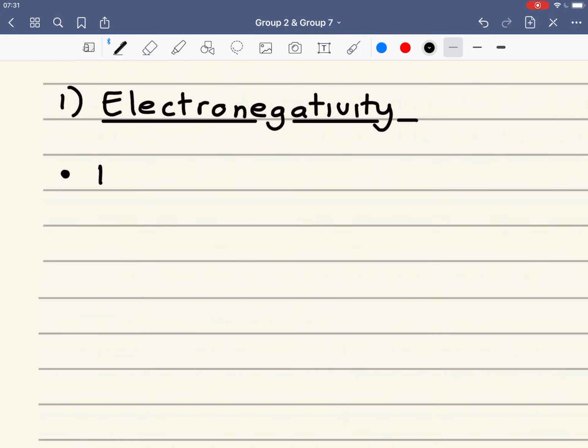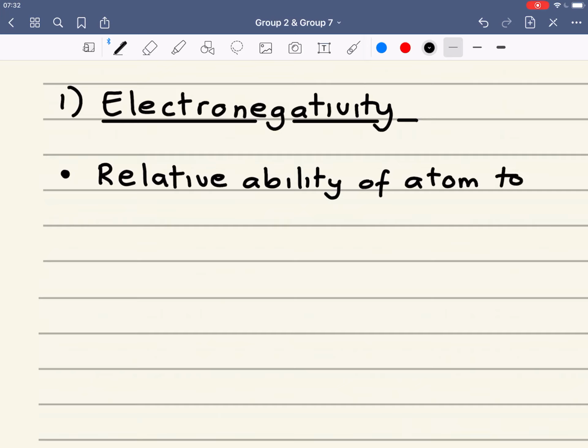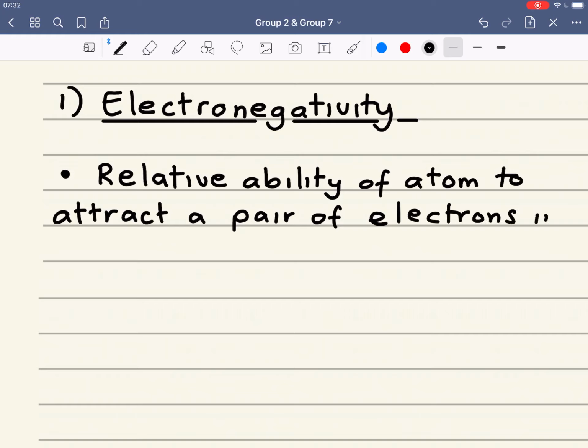It is the relative ability of an atom to attract a pair of electrons in a covalent bond.